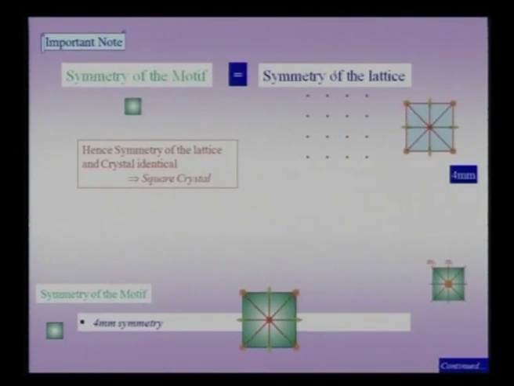And more importantly, more than being equal, the symmetry axes coincide. In other words, I put my orientation such a way that the mirror planes of the motif, which is for instance a vertical mirror and a diagonal mirror, coincide with the vertical mirror and the diagonal mirror of the lattice. In such a process, I see that no symmetry has been lost, and I would get a square crystal, and it would have a symmetry 4 mm.